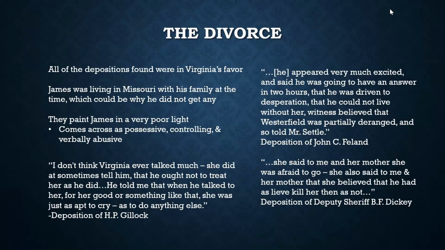At this point, James was living with his parents and his siblings in Missouri. That could be why there were no depositions in his favor, as he wasn't actually physically present in the area at the time of the divorce. But in these depositions, James doesn't come off very well. He comes across as possessive, controlling. He seemed to have been verbally abusive of Virginia.